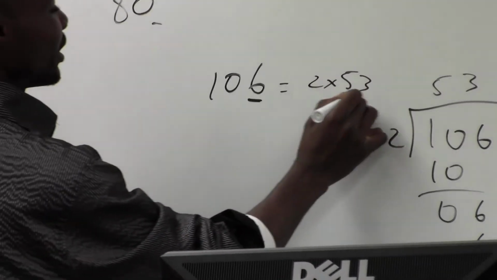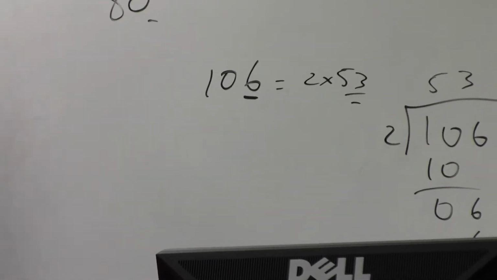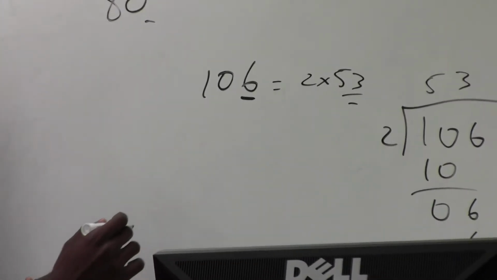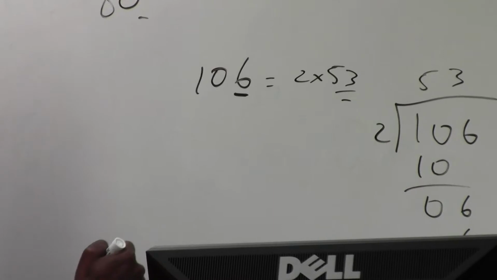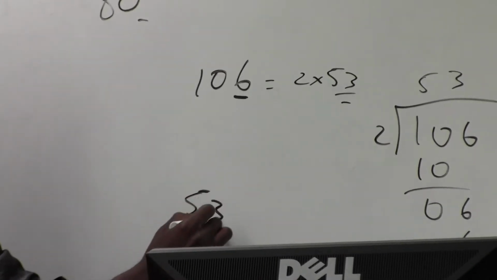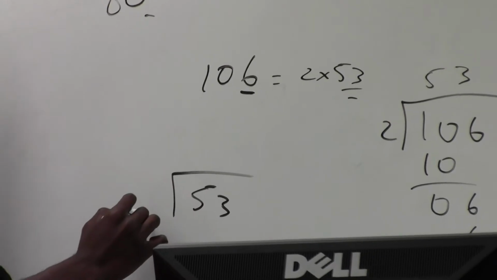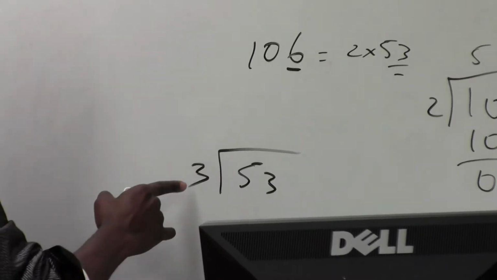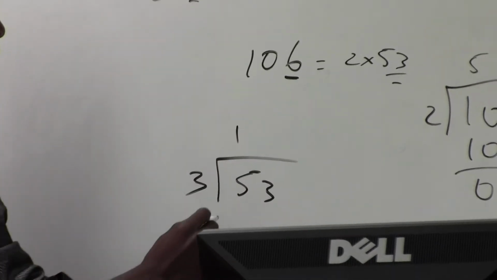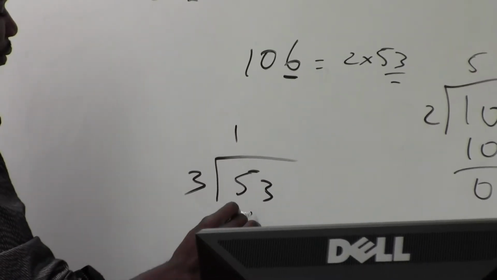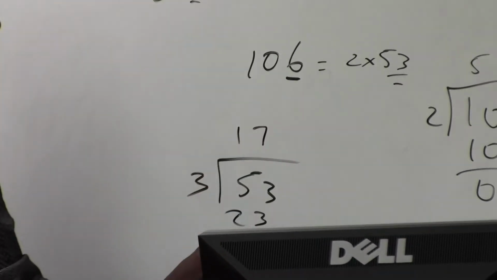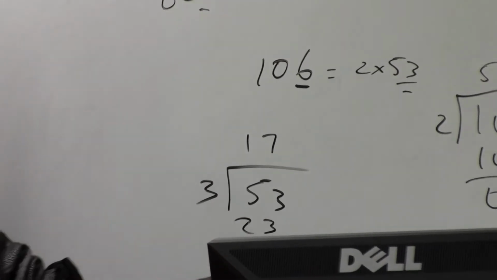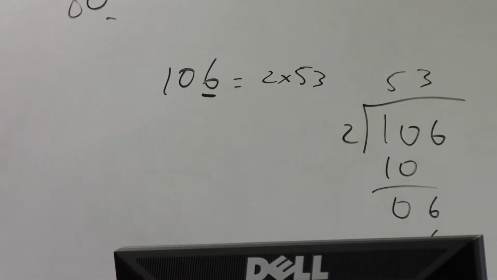And I think 53 is a prime number. That's how far you can go, because a prime number can only be divided by itself and 1. When you look at 53, you might think you can divide it by 3, but you're going to have a remainder. If you divide by 3, you get 17, and there's a remainder of 2. Which means it's a prime number. So that's how far you can get when you break it down.